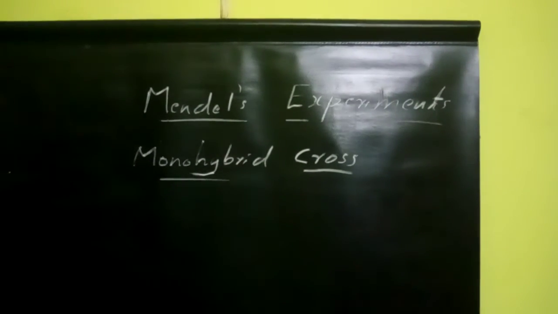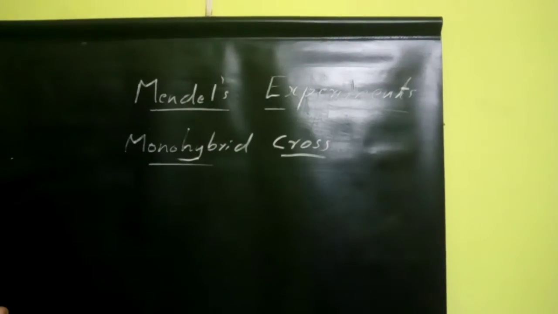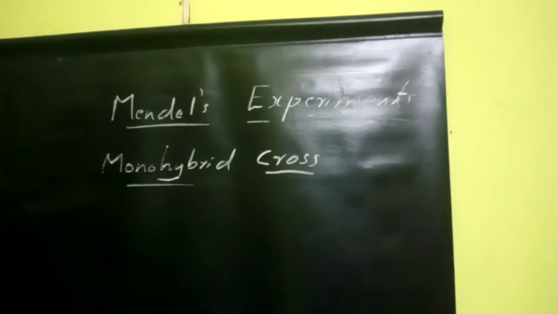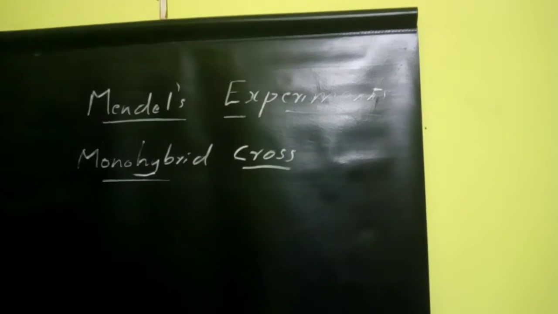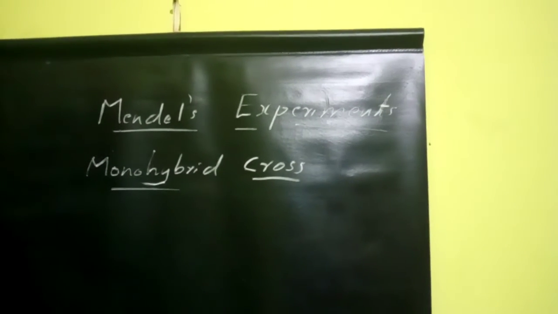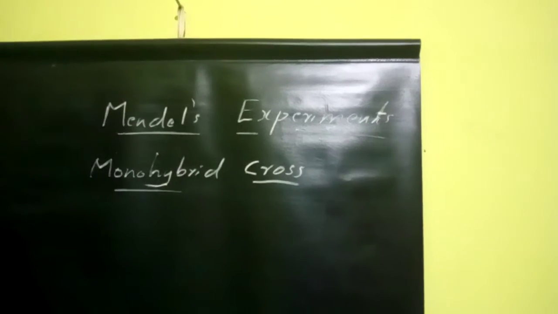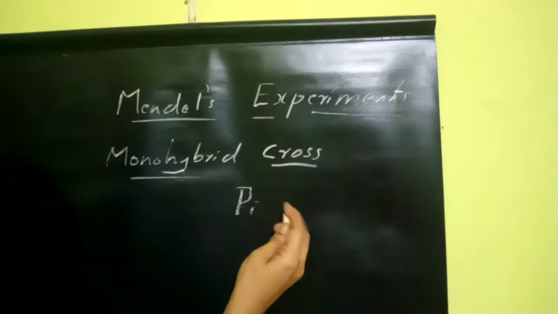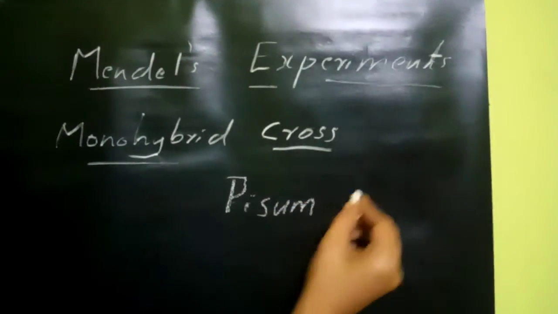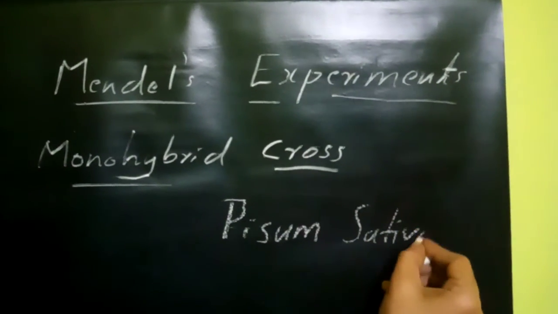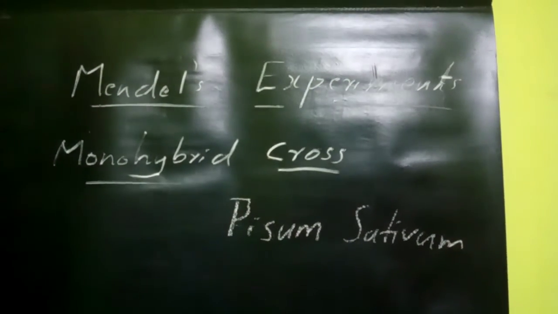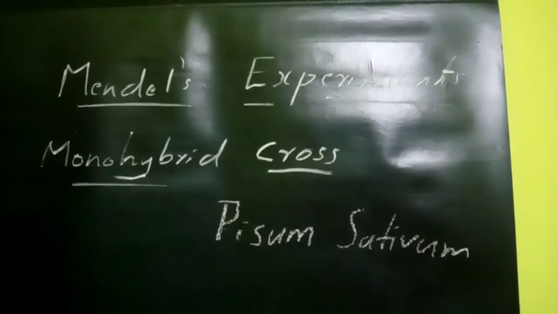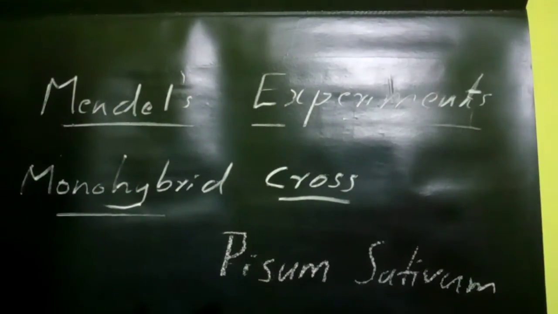Children, listen here. So we can see how Mendel conducted his experimental observations. What is the plant that he took? That is a pea plant or garden pea, Pisum sativum. The scientific name of the pea plant is Pisum sativum. So, first of all, he selected two parent plants, one male and one female.